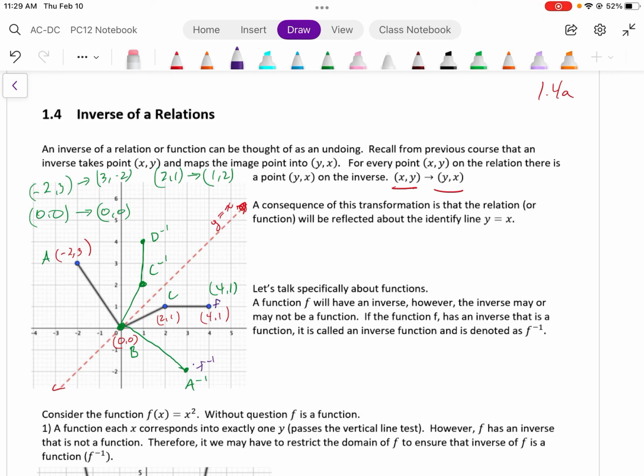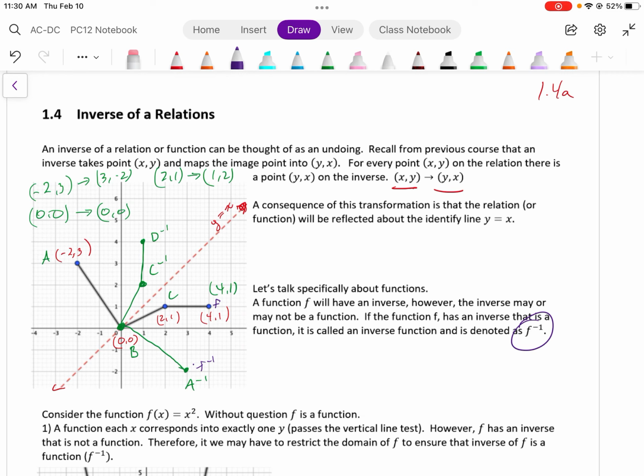But let's be careful. We need to be very, very careful that I don't call it the inverse of function, because the inverse is not necessarily a function. Speaking of which, that's a great transition. Let's talk specifically about functions. A function f will have an inverse. However, that inverse may or may not be a function. If the function f has an inverse that is a function, then it's called an inverse function and denoted by f inverse.